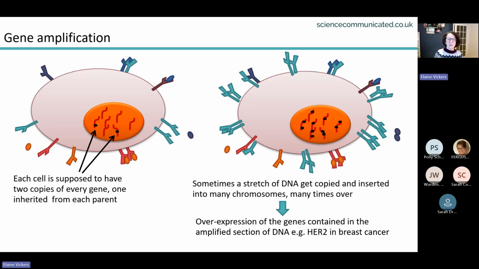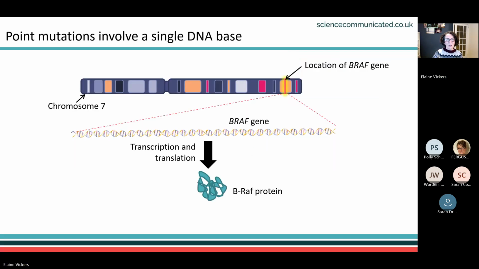The HER2 protein is one of these cell surface receptor proteins, and it gives a strong signal to the cell to grow and multiply and survive. A much more subtle type of mutation is when you get just a single DNA base, a single DNA chemical swapped for a different one.